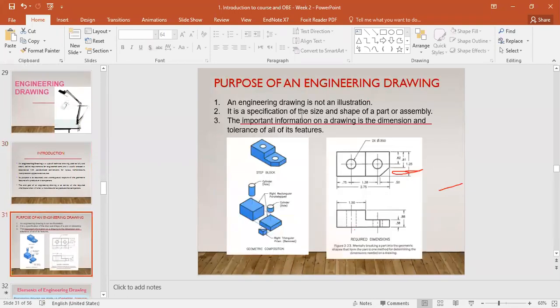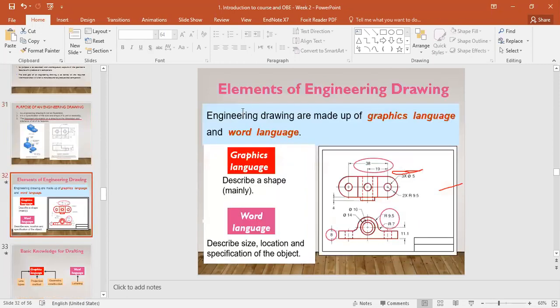So an engineering drawing is not an illustration. It is a specification of the size and shape of a part or assembly. It does not just give the idea. It also gives the exact size and exact shape of that object. The important information on a drawing is the dimension and tolerance of all its features. So dimension is very important. This is a very important point.